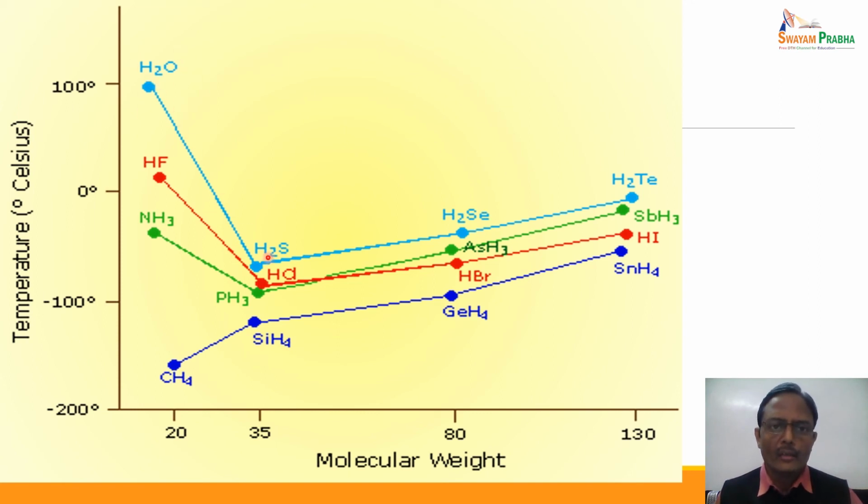So among the hydrides of group 16 elements, which are oxygen, sulfur, selenium and tellurium, only H2O exists as liquid at room temperature, while the others exist as gases at room temperature because their boiling points are much below 0 degrees.